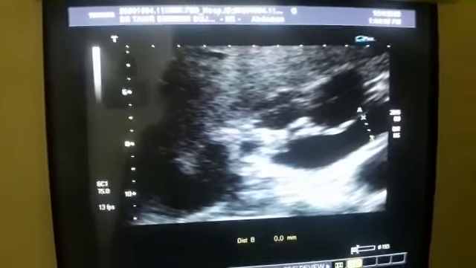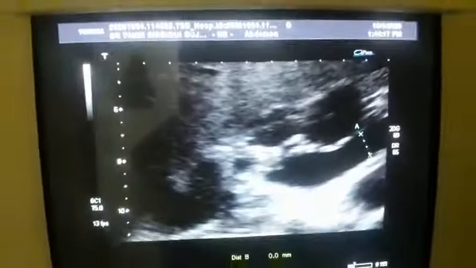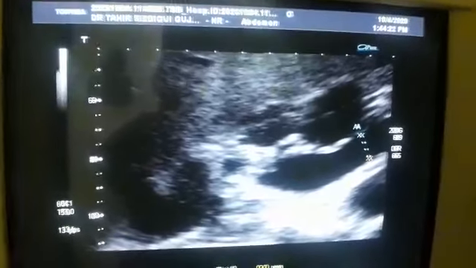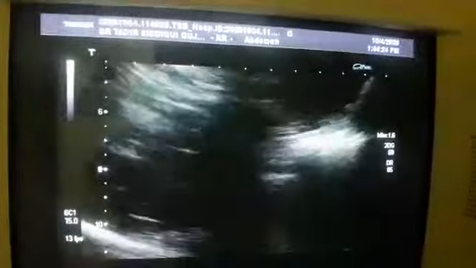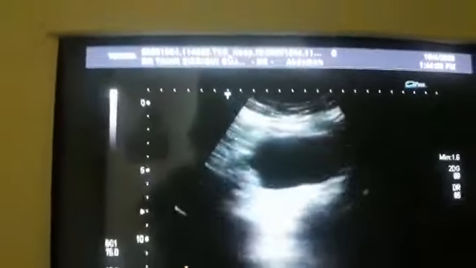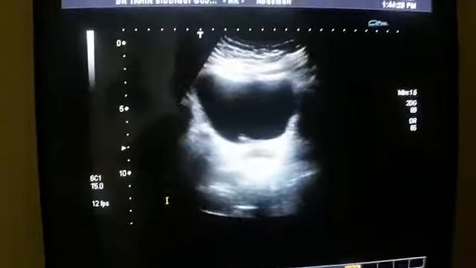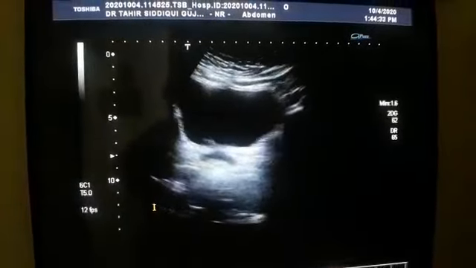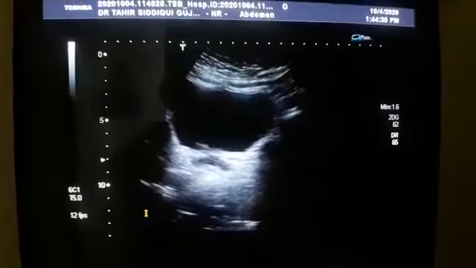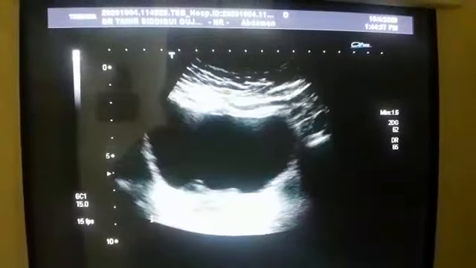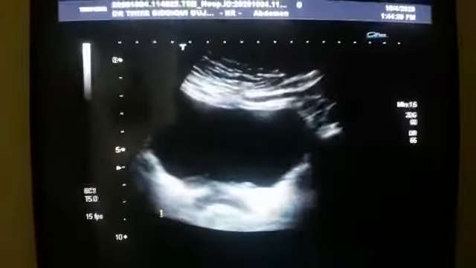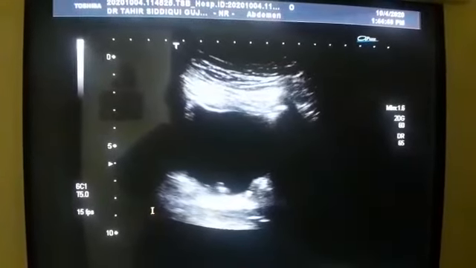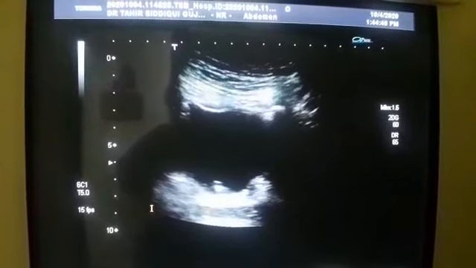So, obstructive uropathy on the right side. Now when I come to the cause of it, this is the urinary bladder. Okay. And you see there is a calculus in the right UVJ, ureterovesical junction here.